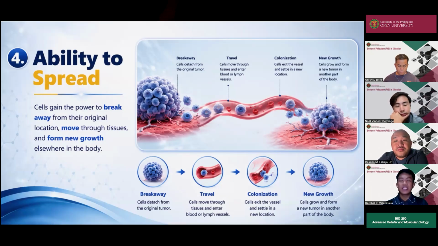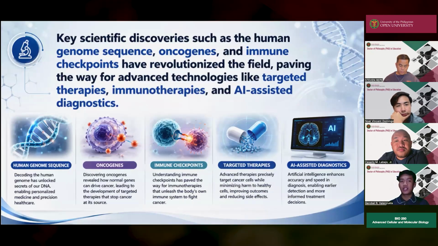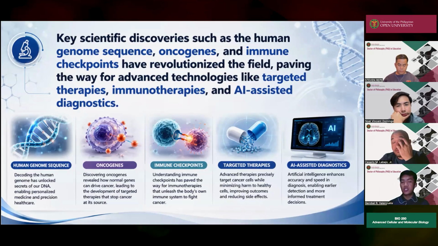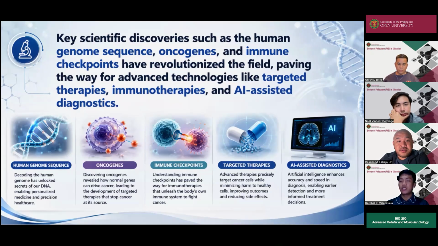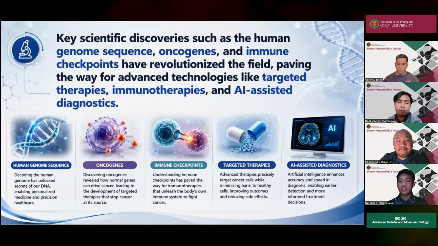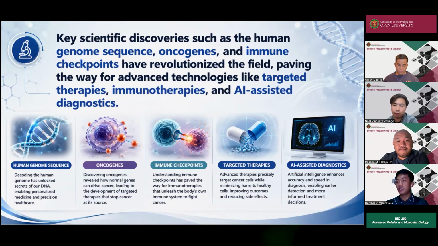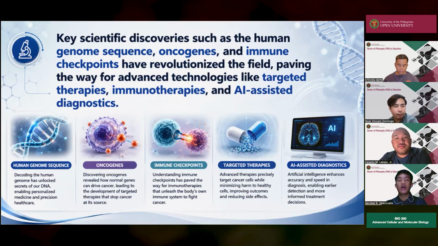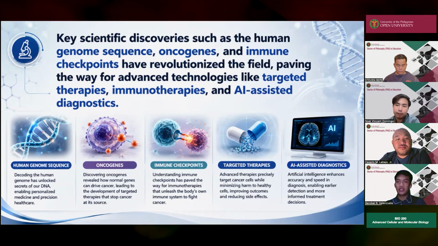So, what are the important key scientific discoveries about cancer cells? So, we have the human genome sequencing, oncogenes discovery, immune checkpoints, targeted therapies, and nowadays we have AI-assisted treatment. So now I will be giving the discussion to Sir Cesar, who will continue with the key concepts and historical developments or discoveries about cancer cells.